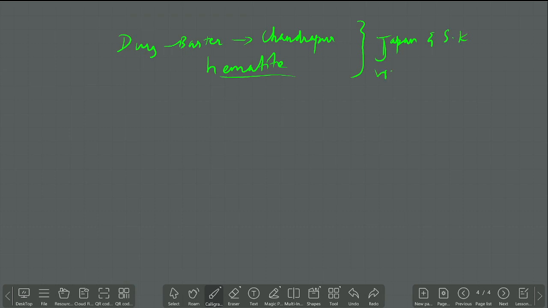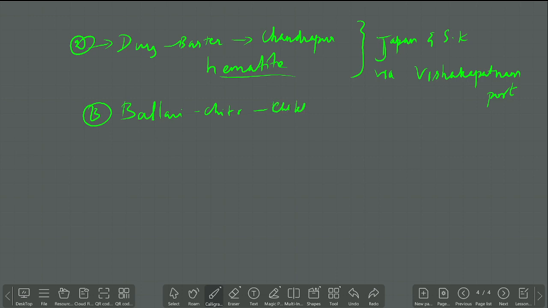Via? It's one more question. Via Visakhapatnam port. Then the third one, Bellary, Chitradurga, and Chikmagalur. Understood? All these places, Tumakuru, are there in Karnataka.